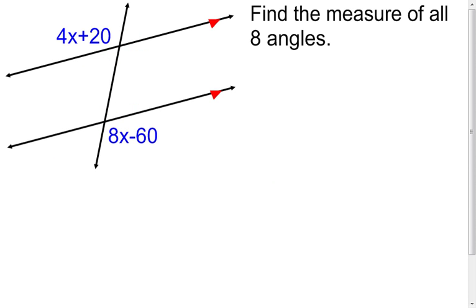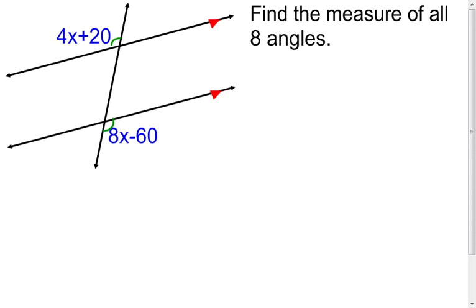Now this next one's a little bit different. I still want to find all the angle measures, but I start off with some given information. I have the 4x plus 20-degree angle and the 8x minus 60-degree angle. When I look at this, I want to recognize that I have alternate exterior angles. And I remember that if lines are parallel, the alternate exterior angles are congruent, which means their measures are equal. So I'm just going to take this and write down exactly what I said.